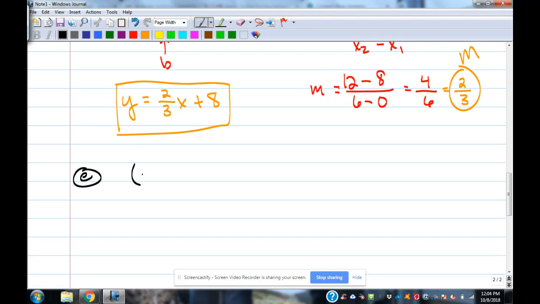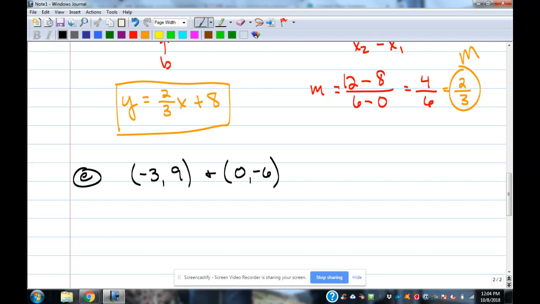Say we had this ordered pair, -3, 9, and 0, -6. So again, we're writing the equation of the line in slope-intercept form first. Have we got either of those things? Yes. To write in slope-intercept form, we got to have two things. Got to have a slope and a y-intercept.